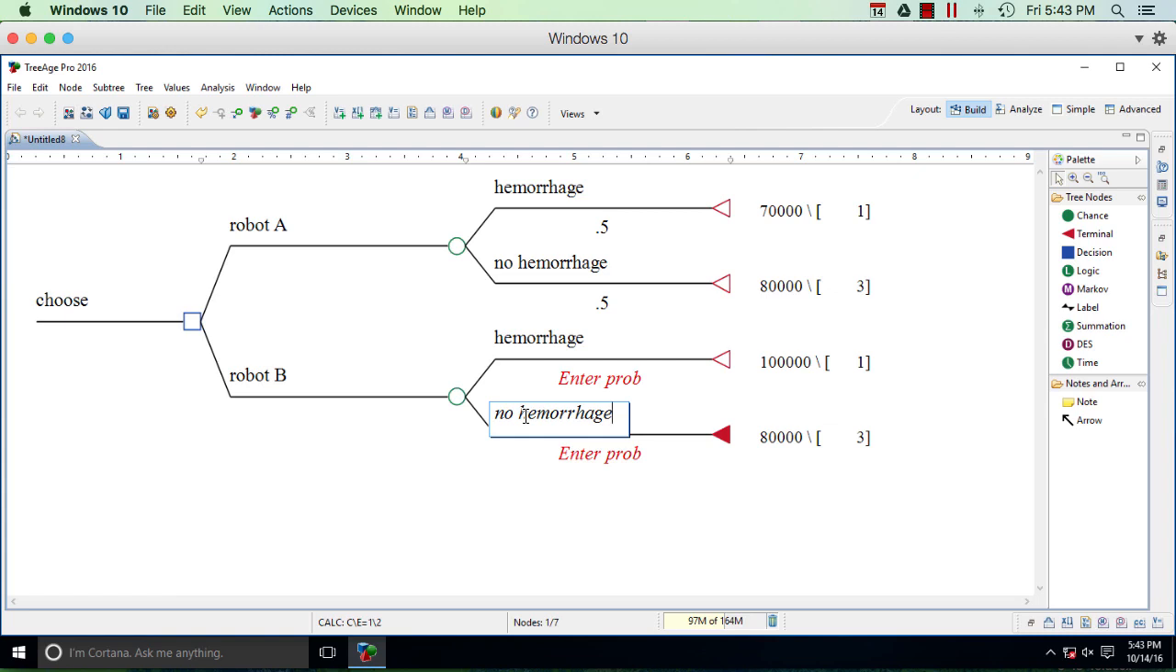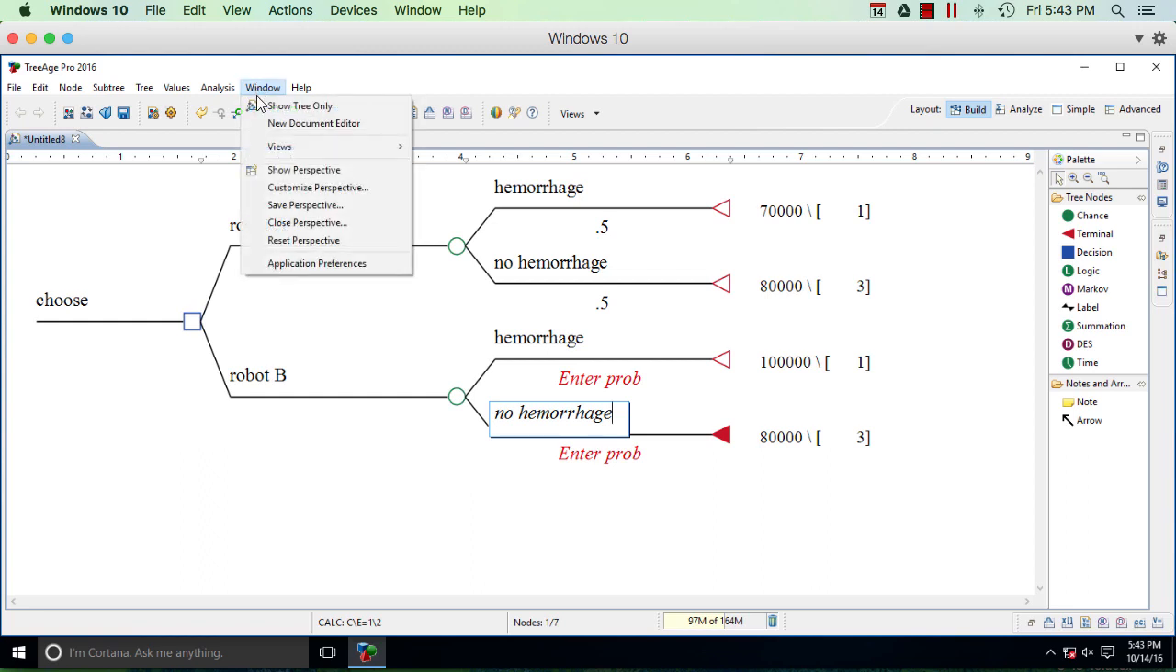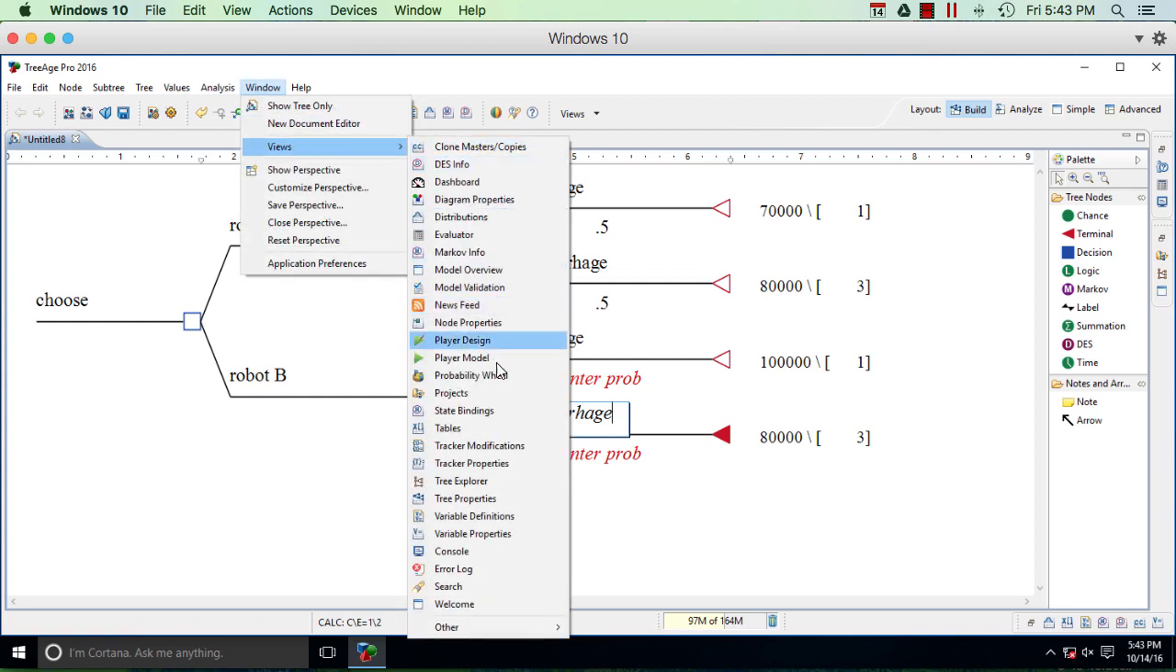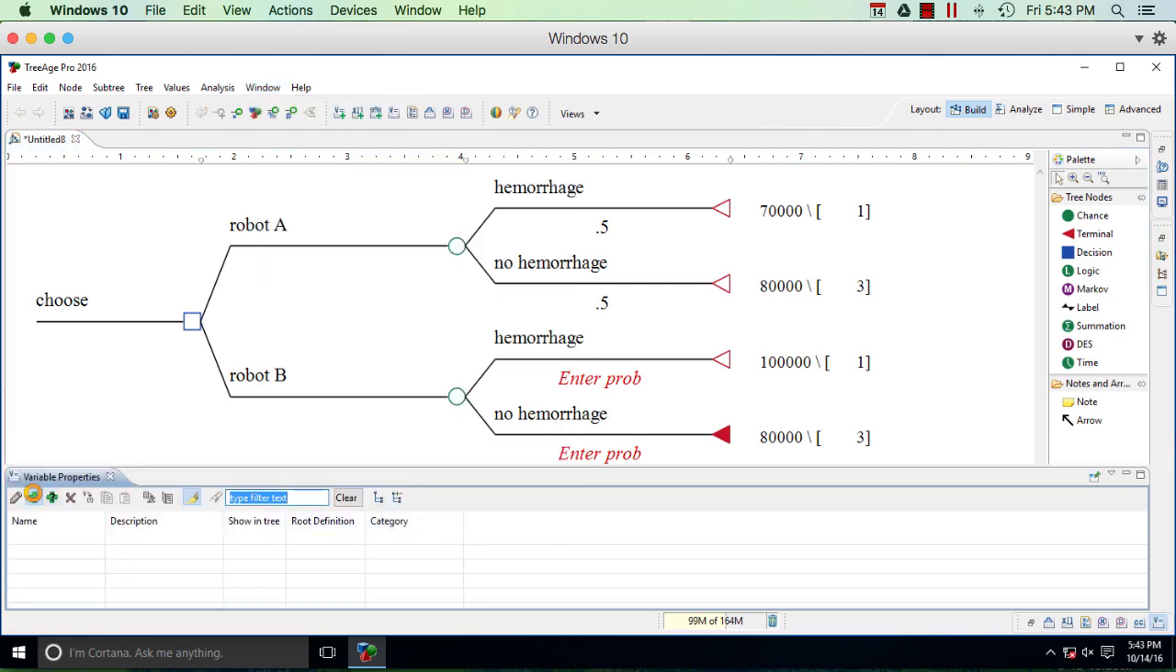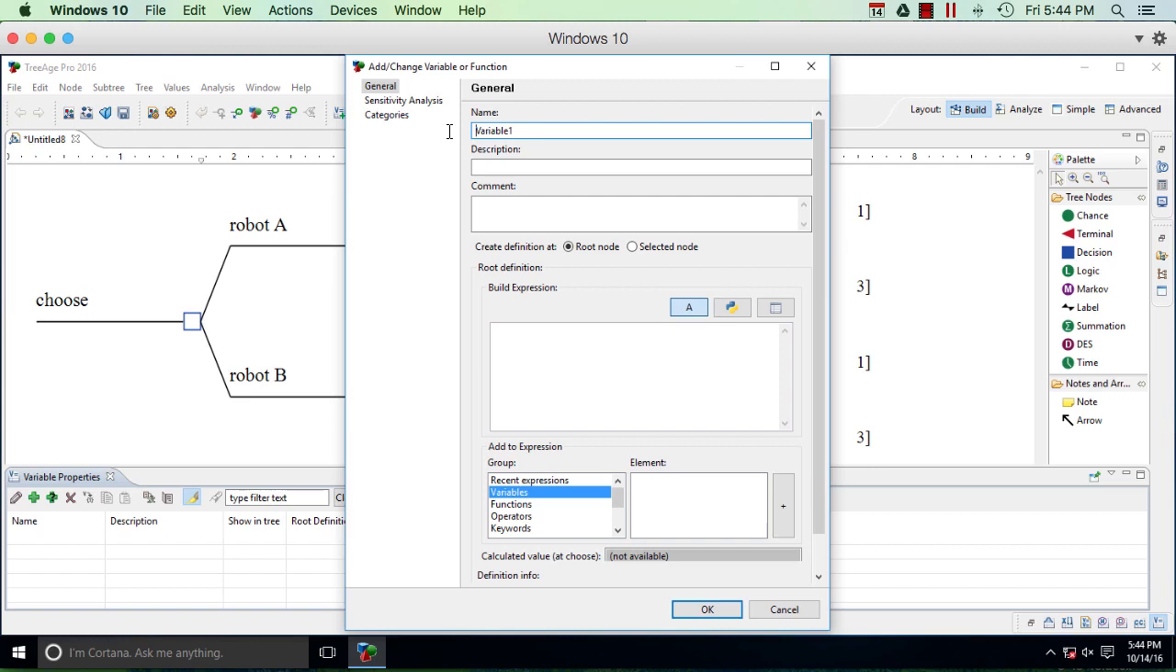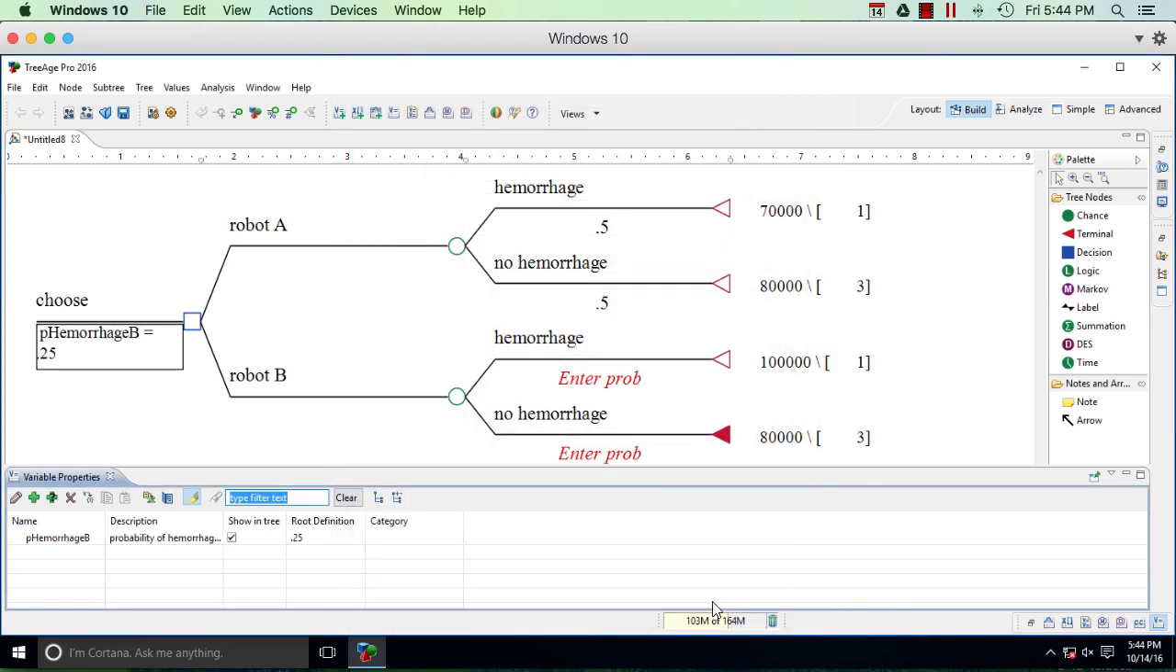Now, to incorporate uncertainty in the model like they talked about in the book, I want to code the probability of hemorrhage for robot B as a variable. So instead of just putting the probability in directly, let's make a new variable, and we'll call it the probability of hemorrhage for robot B. You can see me just label it, write a description there, and then we're going to set it to 0.25. We could just write 0.25 in the tree instead of going through all this variable creation.